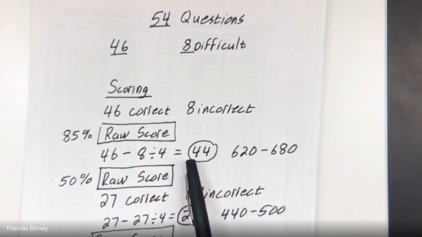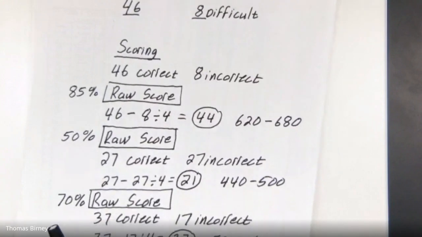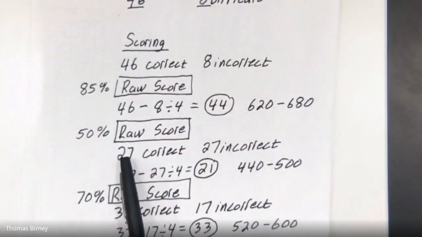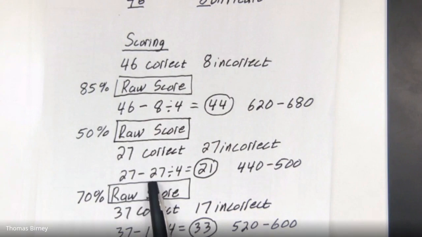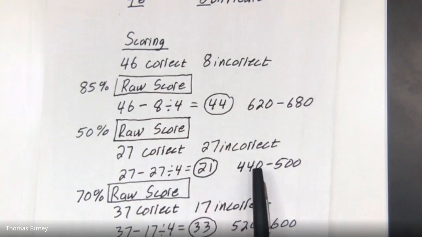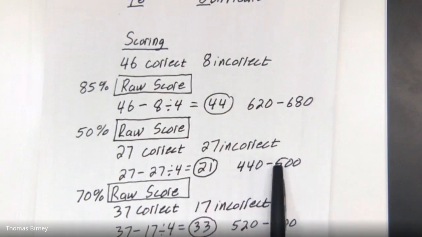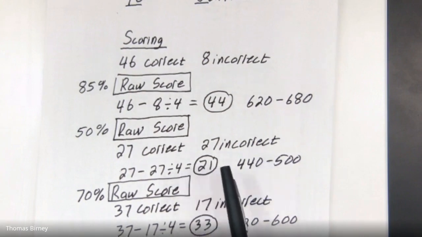If you got all those questions right, all those questions are considered medium and easy, and didn't get any of the hard ones right, you're right around a 700, in that vicinity. If you just got half of them right, 27 right, 27 wrong, what's your SAT score, PSAT score? It's 27 minus 27 divided by 4, which is about 6 something. So they take the whole number. That gives you 21. That puts you around about a 450 to 500. That's a little bit below the national average if you got half right and half wrong.